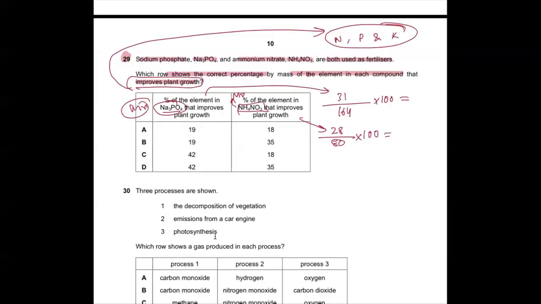So can anyone tell me the percentages in both the cases? I think over here you are going to get 31 over 164, and 28 over 80 is 35. So 18.9% for the first one. 18.9%, which makes it 19, right? So 35 and 19. So A, C, and D go wrong, and we are left with only B. So B is the correct answer.